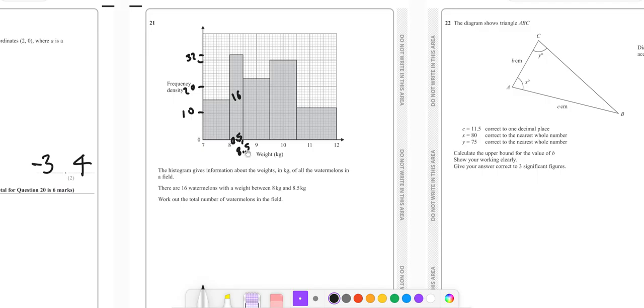Okay, so we've now got to do all of them. So we've got 1 times 15, plus, well, we know that one's 16, plus 1 times 23, plus 1 times 30, plus 1.5 times 12. Add that all up. We get 102.